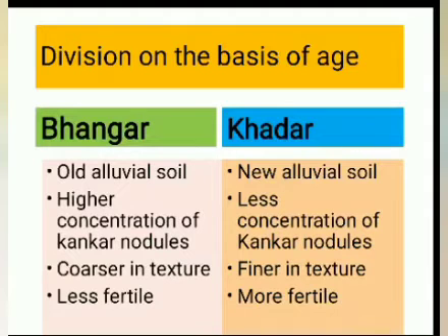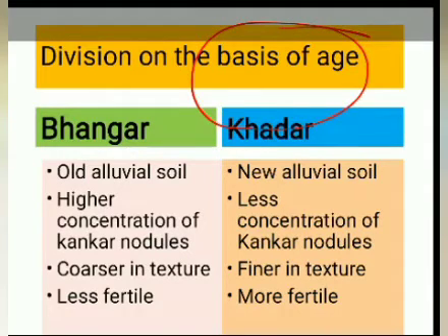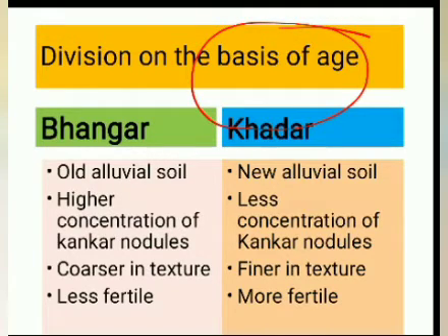The division on the basis of age. We have studied alluvial soil. We have seen that the soil is loamy in texture, has adequate proportion of sand, silt, and clay, and towards the upper reaches of the valley, from where the river started, towards the break of the slope, the soil is coarser in texture, which is more common in the Dwars, the Kos, and the Tarai. I have told you the regions also. These are nothing but the regional names.